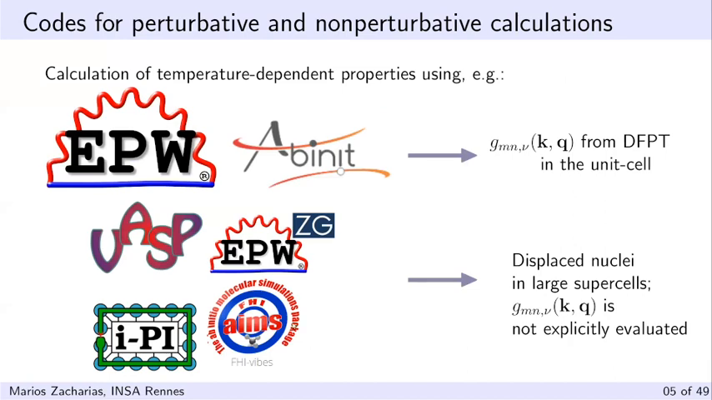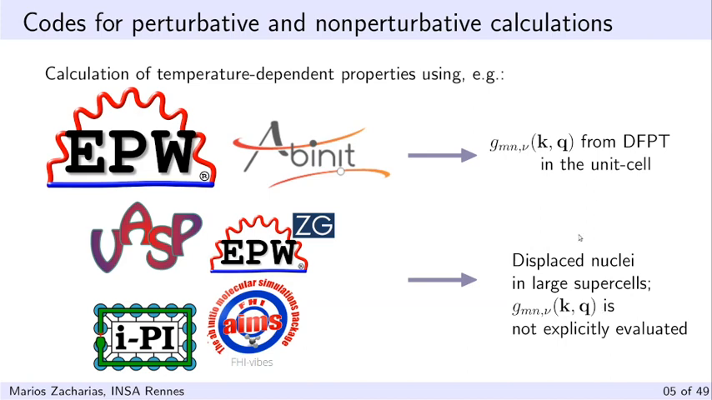So there are several codes in the literature for computing temperature-dependent properties from first principles. These codes use either perturbative approaches or non-perturbative approaches. The state-of-the-art codes for perturbative approaches are the EPW electron-phonon code of Feliciano Giustino, or the ABINIT code of Xavier Gonze, where the electron-phonon matrix elements are calculated from density functional perturbation theory within a single unit cell. Other codes like VASP, or the ZG module in EPW, which I'm going to talk about today, or i-PI or FHI-aims, displace the nuclei in large supercells, and the electron-phonon matrix elements are not evaluated explicitly.